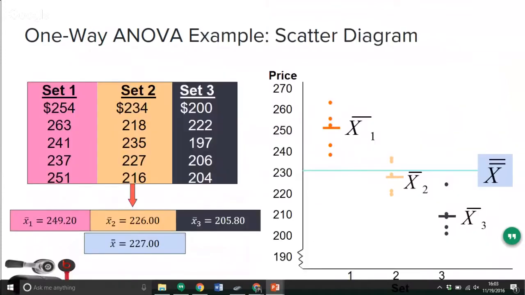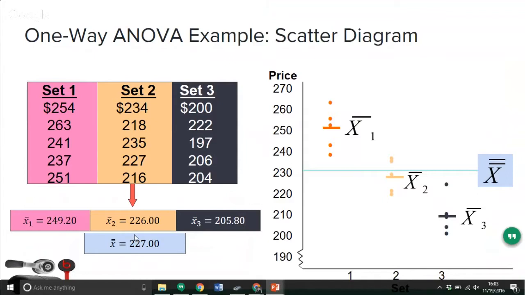If we were to look at these different sets, we could find out that the over-the-ears one has a mean willingness to pay of $249.20. The earbuds have a mean willingness to pay of $226. The Beats pill has a mean willingness to pay of $205.80. And the total mean for all 5 people for all 3 of their sets is $227.